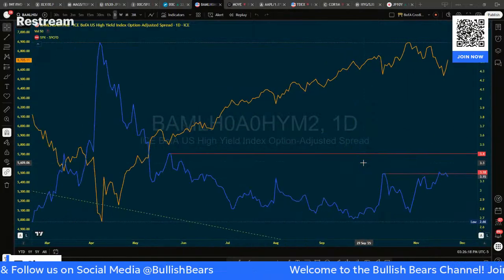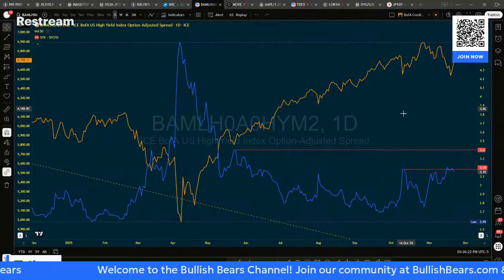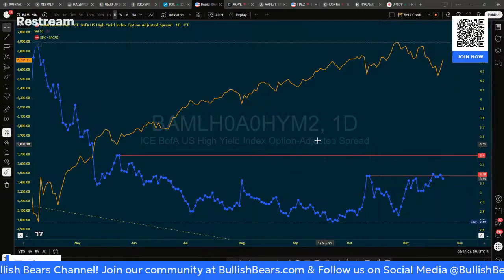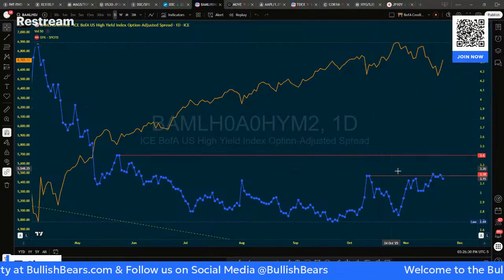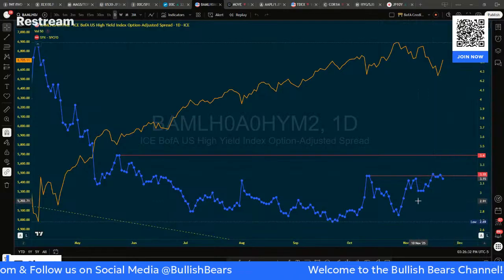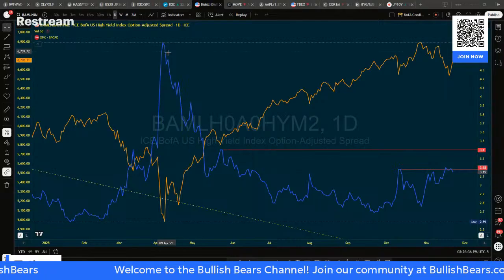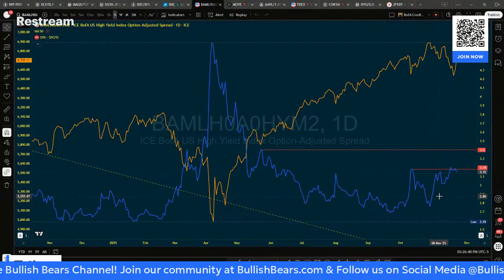Yeah, right. I think it looks okay. The orange one is the S&P, and then the blue one is the spread index. Higher is bad, lower is good. And if you look at April when things were really bad, I mean that's what bad looks like. This is not bad at all right now, and it's pointing back down again.